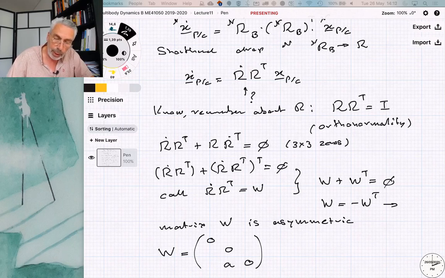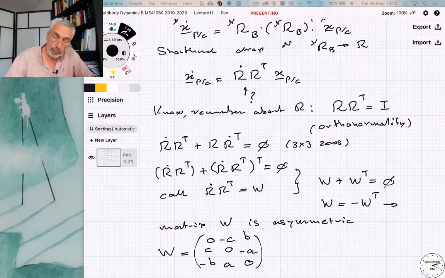So I write an A here and a minus A here. Now, why do I start there? I will explain in a second. Then I put a B here and I write a minus B here. And then I put a C here and I write a minus C here. Now, this fully complies with this asymmetric thing.